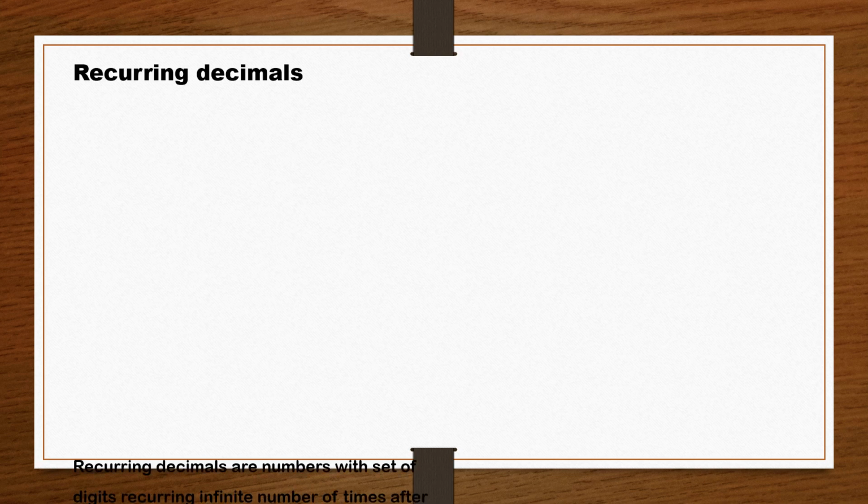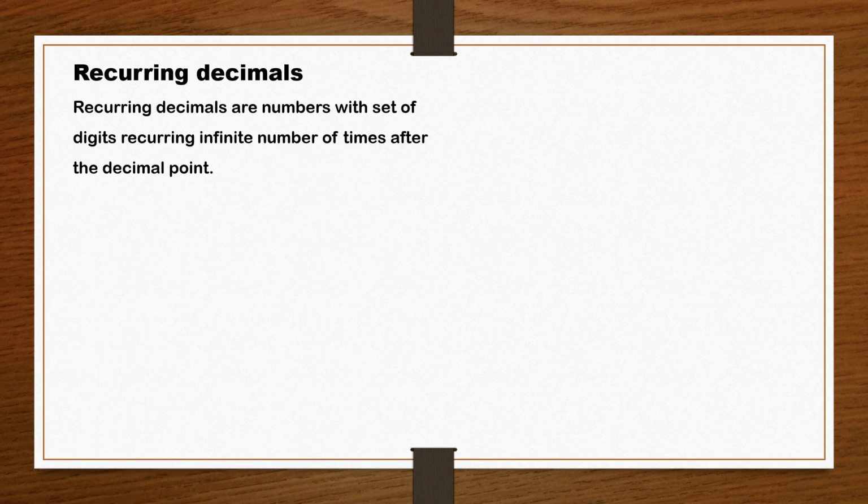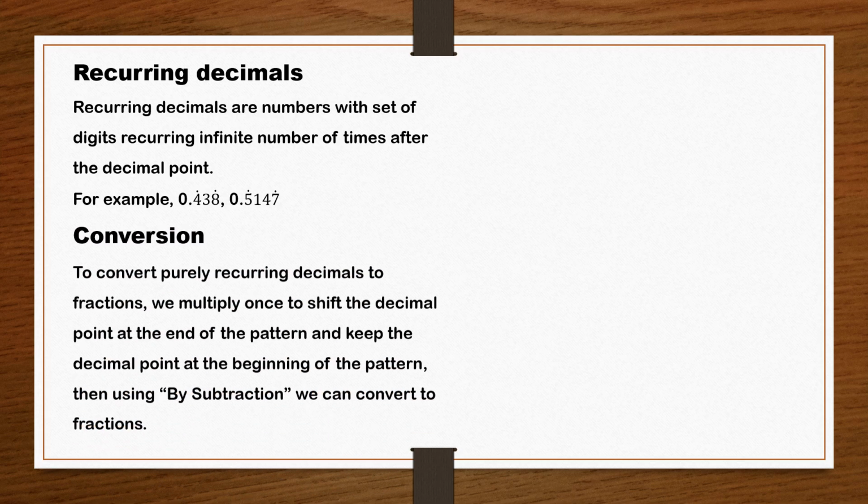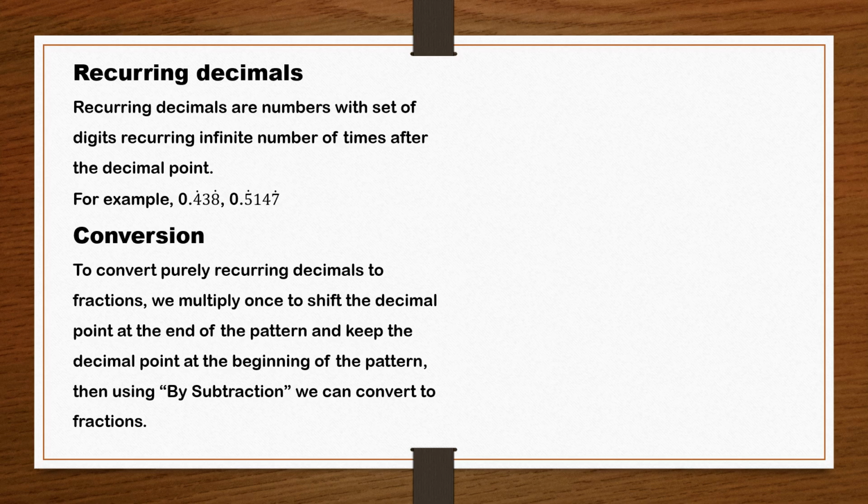Recurring decimals. Recurring decimals are numbers with set of digits recurring infinite number of times after the decimal point. For example, 0.438 recurring, 0.5147 recurring. To convert purely recurring decimals to fractions, we multiply once to shift the decimal point at the end of the pattern and keep the decimal point at the beginning of the pattern. Then using by subtraction, we can convert to fractions.